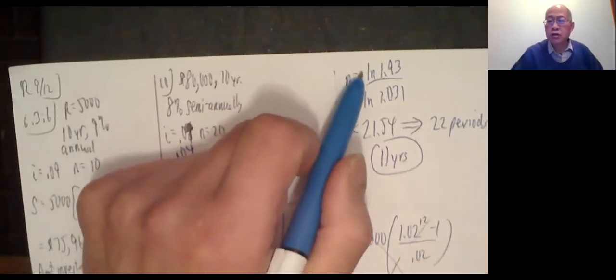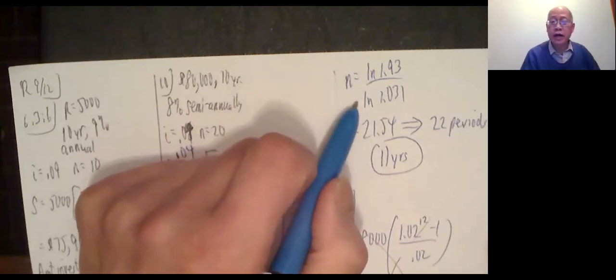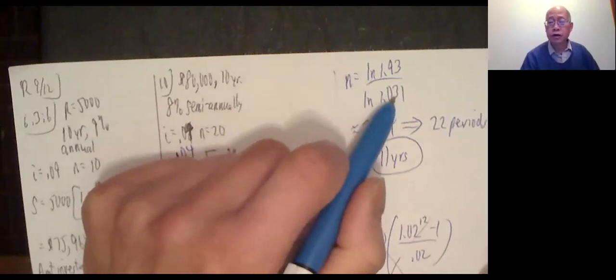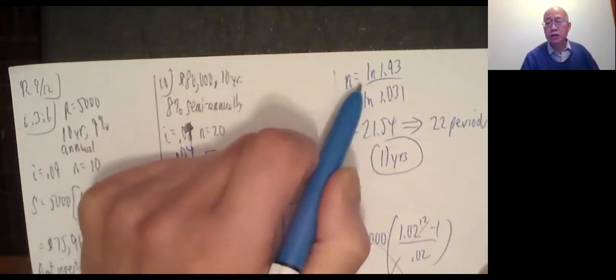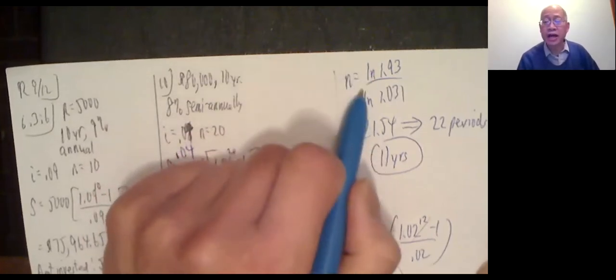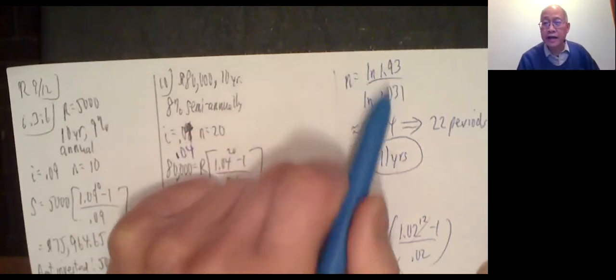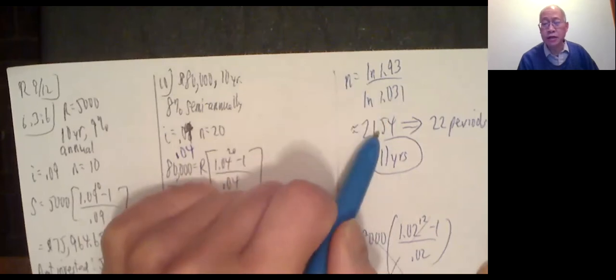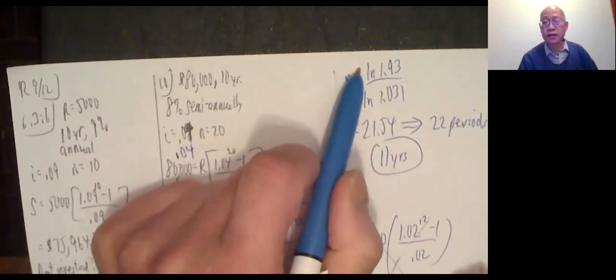So n equals natural log 1.93 divided by natural log 1.031. Okay, and now you just punch it in the calculator. In case you're wondering, can I cancel out the ln's? No. If you try to do that divided by that, it won't be the same thing as this. You just have to do it basically.